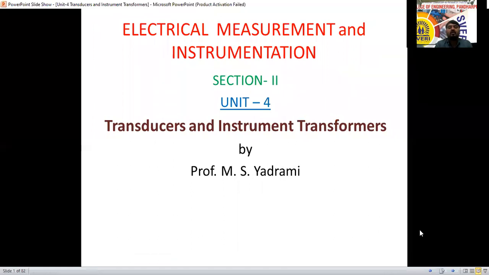In the previous class we finished unit 3, that is potentiometers and bridges. We have already finished that one. So we are going to the next topic, called transducers and instrument transformers. This is unit 4.